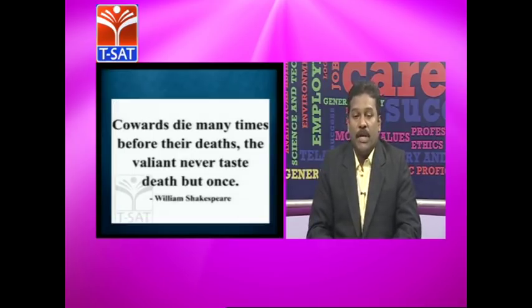And one more point I would like to share is, cowards die many times before their deaths. The valiant never taste death but once, అని Shakespeare అంటారు. It's all because of the influence of the power of drama.